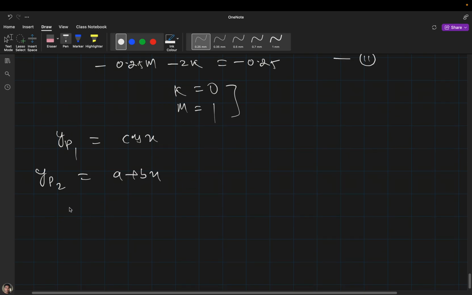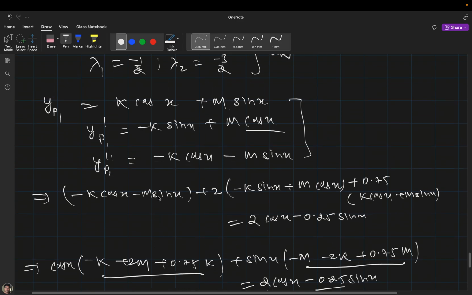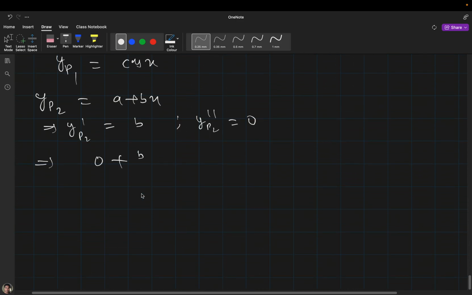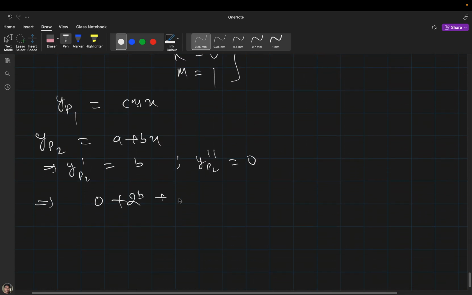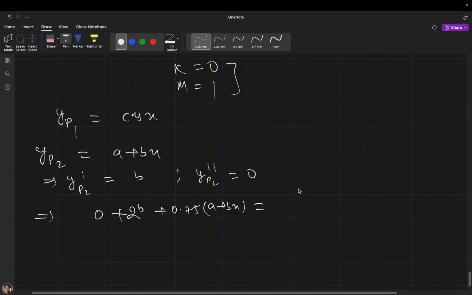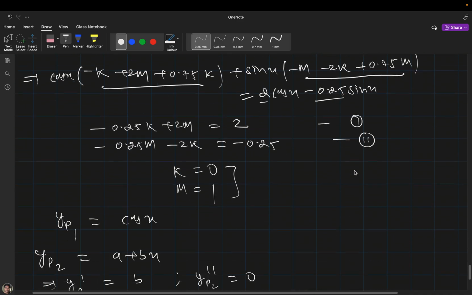I will assume this. So what will be the first derivative? B only. And what is the second derivative? 0. Directly substitute that. You will get 0 plus 2 times b, yeah, 2 times b, and plus 0.75 times a plus bx. And what is on the right hand side? That is plus 0.09.